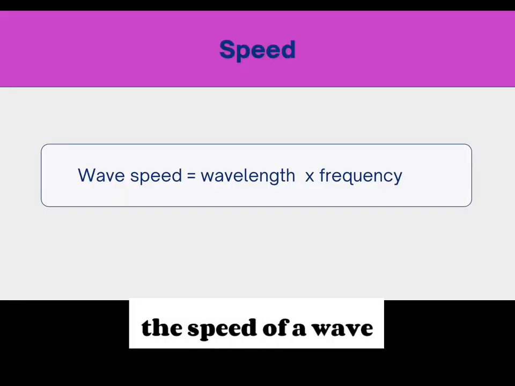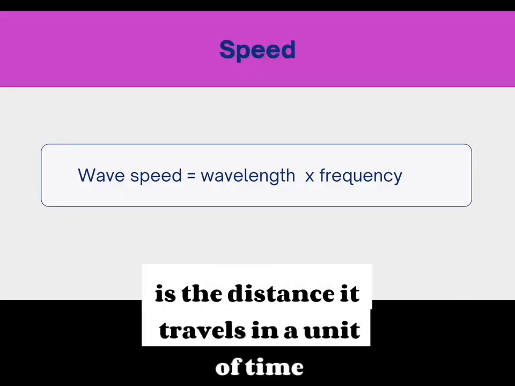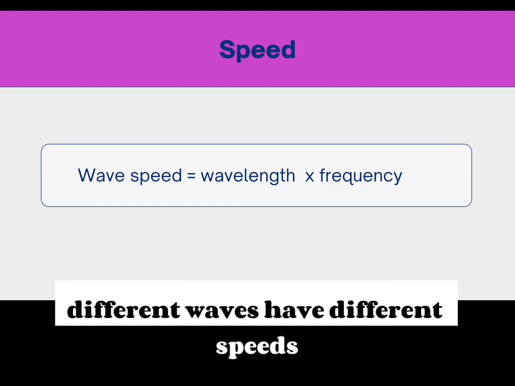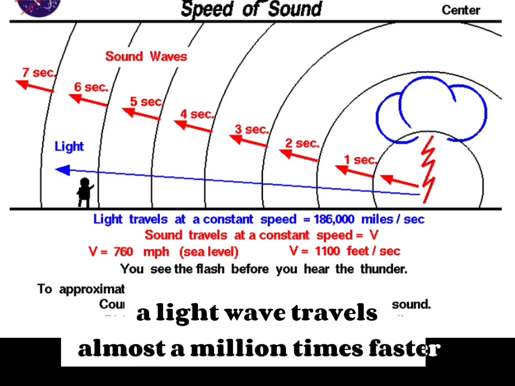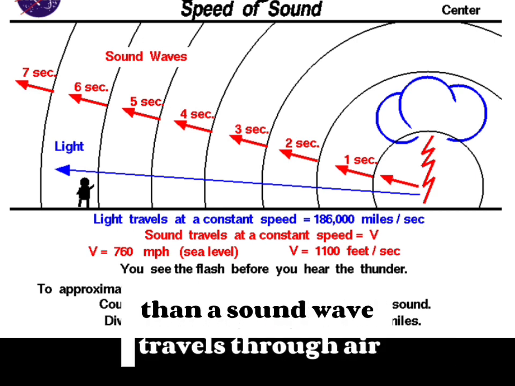The speed of a wave is the distance it travels in a unit of time. Different waves have different speeds. For instance, a light wave travels almost 1,000,000 times faster than a sound wave travels through air.